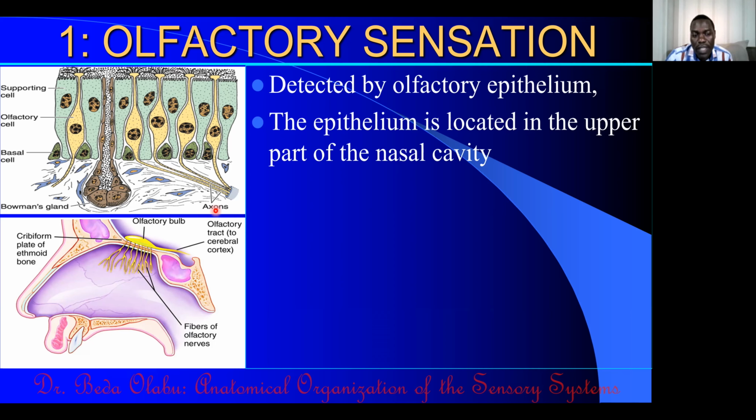So where exactly is the olfactory epithelium located? In this upper part of the nasal cavity, the olfactory epithelium occupies the roof of the nasal cavity. It also occupies the upper part of the nasal septum, as well as the upper part of the lateral wall of the nose. So the roof, the upper part of the lateral wall, and the upper part of the nasal septum.